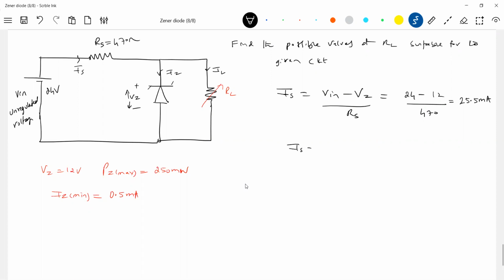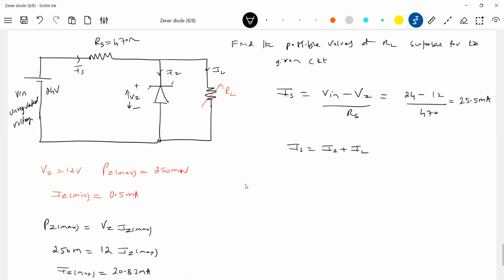Then we know IS equal to IZ plus IL. Now here conditions will come. IZ minimum, IZ max we will calculate. How to calculate IZ max? This is not given. IZ max is given by power, this is 250 milli, divided by 12, that is 250 milli over 12 into IZ max. So what is the maximum Zener current? 20.83 milliampere.